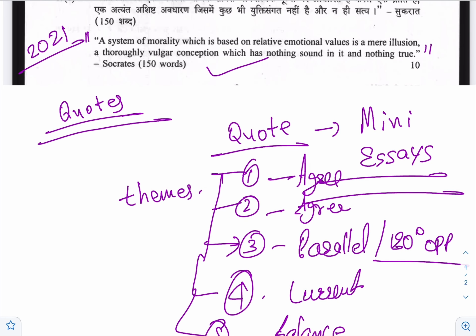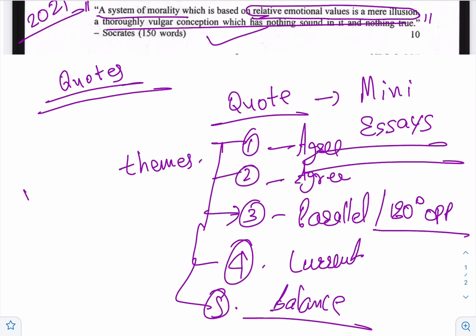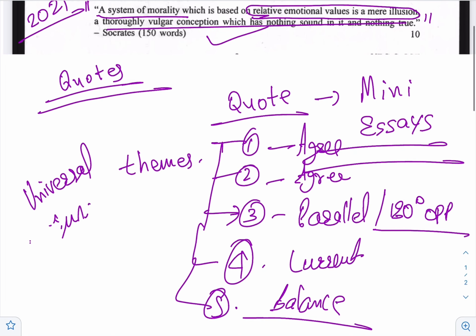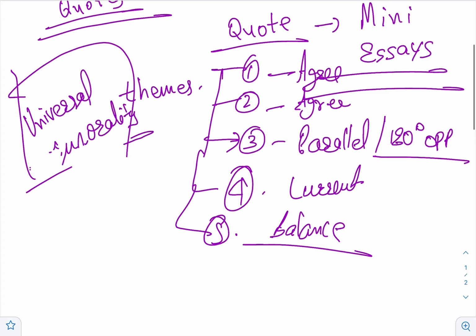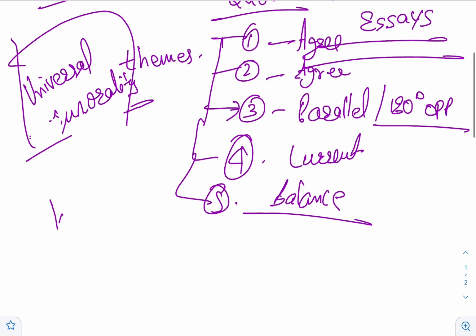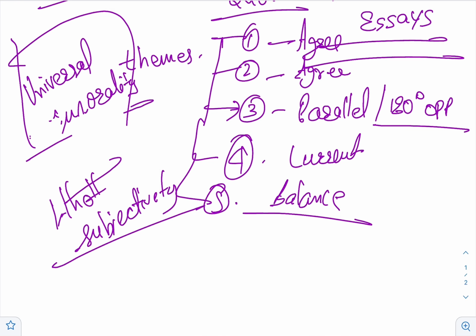So for example, this particular quote: a system of morality which is based on relative emotional values is mere illusion, a thoroughly vulgar conception which has nothing sound in it and nothing true. So Socrates says that there is a universal moral system basically. So there is no subjective morality. This is the crux of the quote, that whoever follows a subjective morality, that something is moral to you and that is not moral to me.